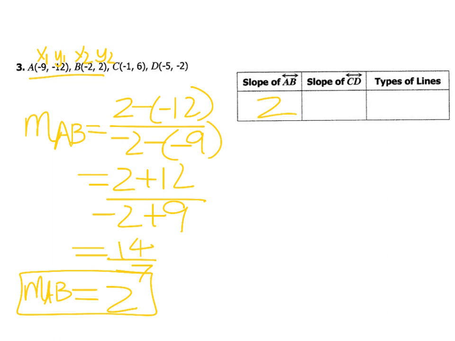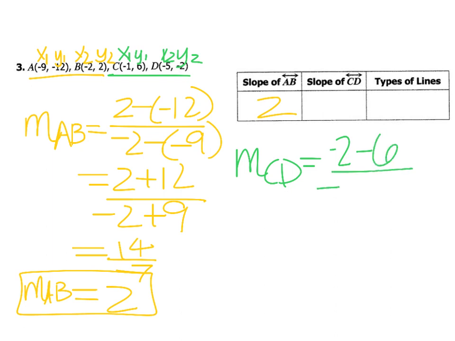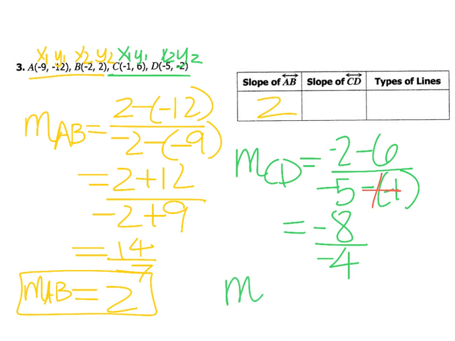Then we want to find the slope of CD. So call it x1, y1, x2, y2. Find the slope of CD. So we do y2, which is negative 2, minus y1 is 6, over x2 minus x1. This becomes plus 1, right? So we get negative 8 over negative 4. Therefore, the slope of CD is positive 2.